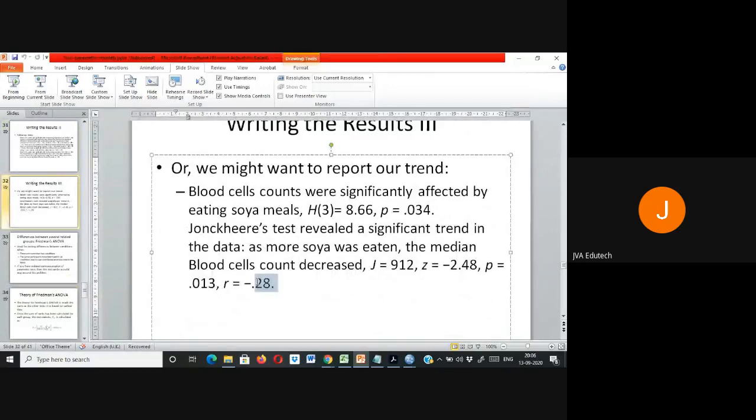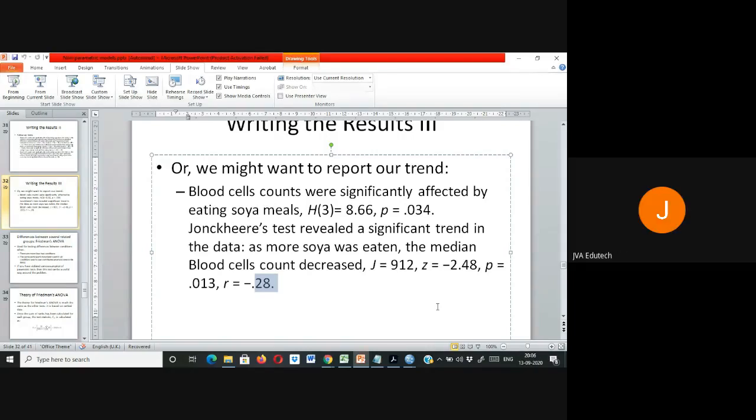It will come out to be 0.28. And what is 0.28? Yesterday I told you it's the effect size. Less than 0.3 is weak, 0.3 to 0.5 is moderate, medium to strong effect, and above 0.5 is very strong effect.